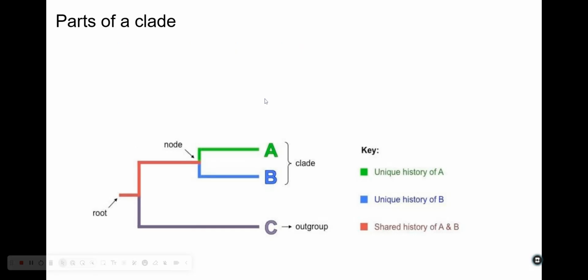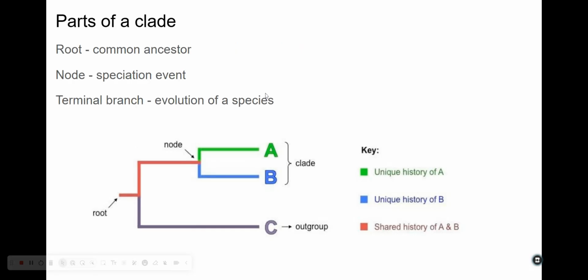Remember, you need to know your parts of a clade, so you can see here. The root is the common ancestor. A node is where a speciation event happened, and then the terminal branch, highlighted in green and in blue on this diagram, shows evolution of a single species. So these are the unique histories of those species.